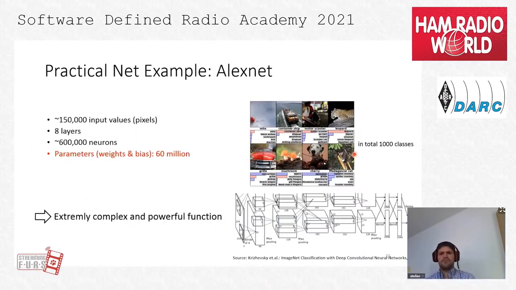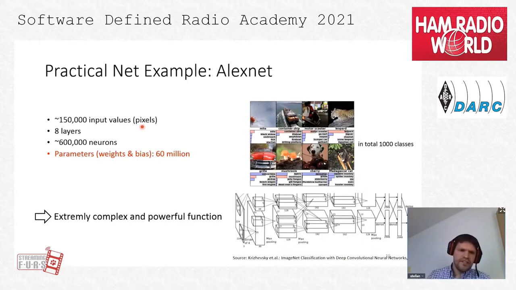I want to give you an example of a neural network that is very famous. It's the AlexNet. AlexNet is a network that can do image classification. So you can give it an image, and it will determine what can be seen in that image. And it is able to distinguish between 1,000 classes. For example, you have a mite, a container ship, a motor scooter, a leopard, and so on. There are 1,000 different classes.